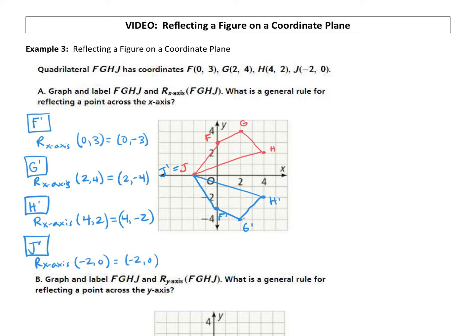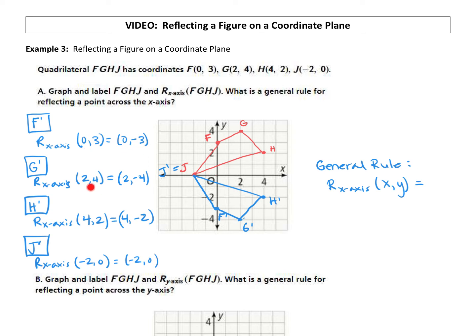So let's write a general rule for this reflection we just did. When you take a reflection across the x-axis of any ordered pair x, y, it will result in, and let's see what happened over here. Here was our original point and here was our reflected point. So it went from 0, 3 to 0, negative 3.